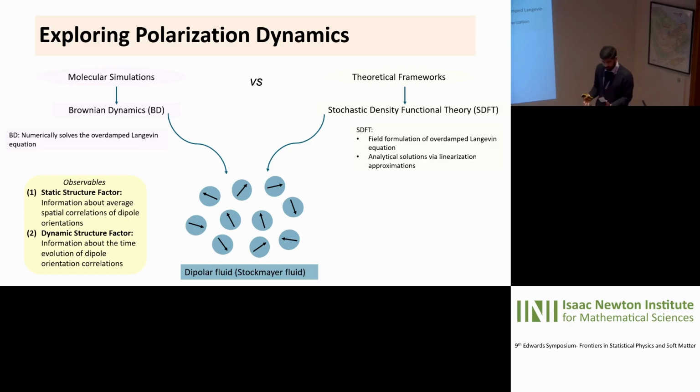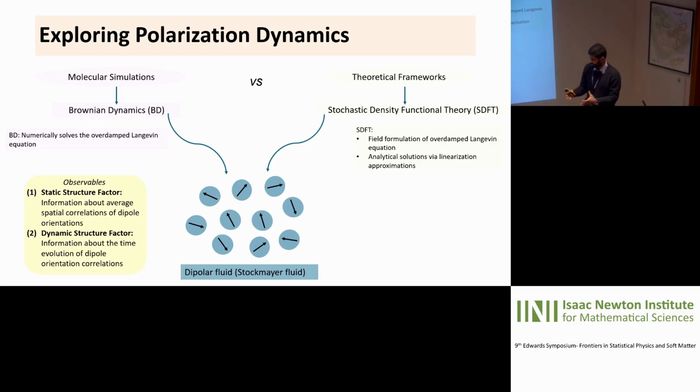And so why should we care about it? Because performing molecular simulations takes time, whereas if you have a reliable theory, you input your parameters and then you get the results for your observable, which saves you time. So what kind of observables can we look at?